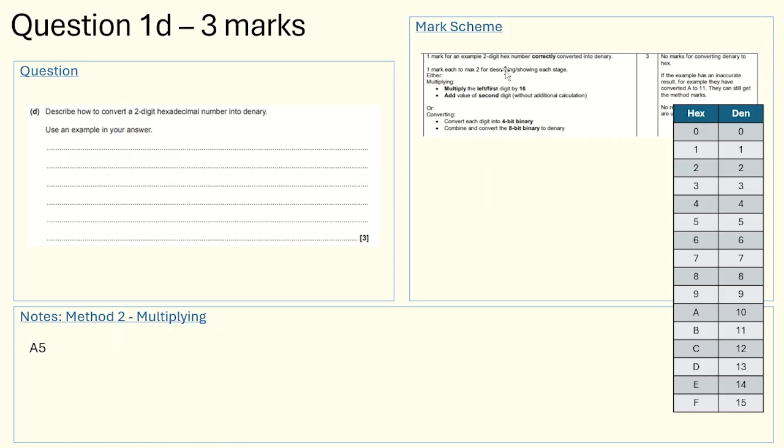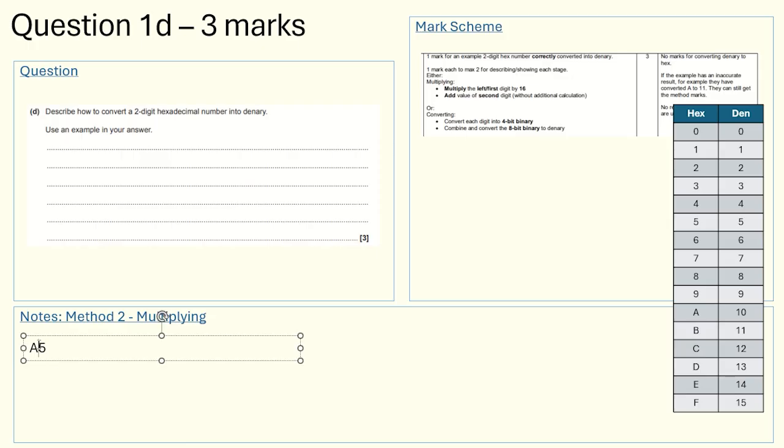And the second method we're going to look at is multiplying. So we can see the 2 bullet points here in the mark scheme. Multiply the left or the first digit by 16 and then add the value of the second digit. This is a lot more straightforward and simpler, and it will probably take less to show this method on your paper, so it will save you a bit of time as well.